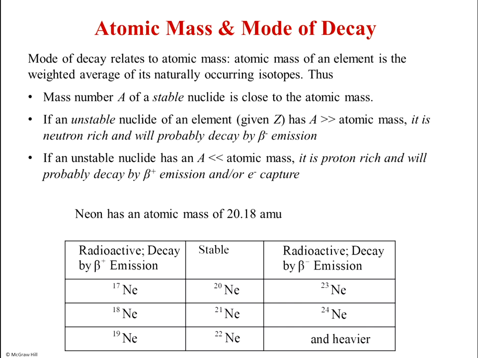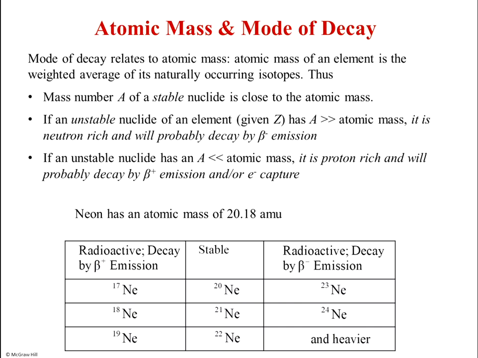Well, an unstable nuclide for an element, if it has an A value that's significantly more than the atomic mass, what does that mean? It has too many neutrons, and it's probably going to decay by beta emission to bring it back into the stability region. If an unstable nuclide has the A value much less than the atomic mass, that means there's not enough neutrons, then it's proton rich. So it's probably going to decay by positron emission or electron capture.